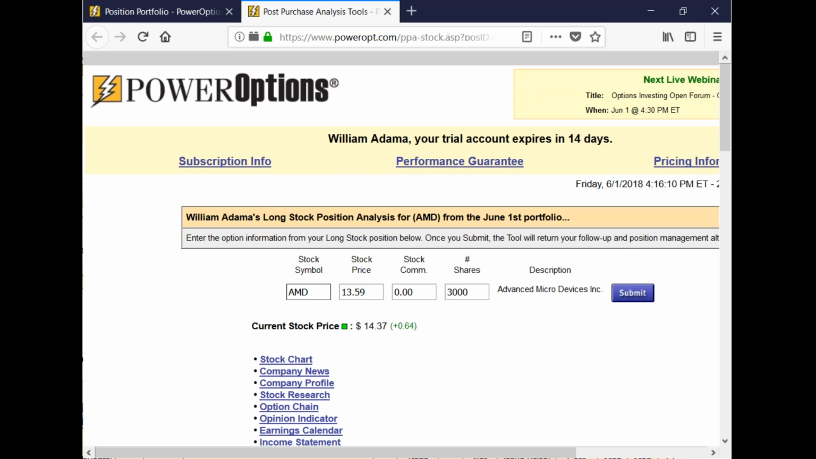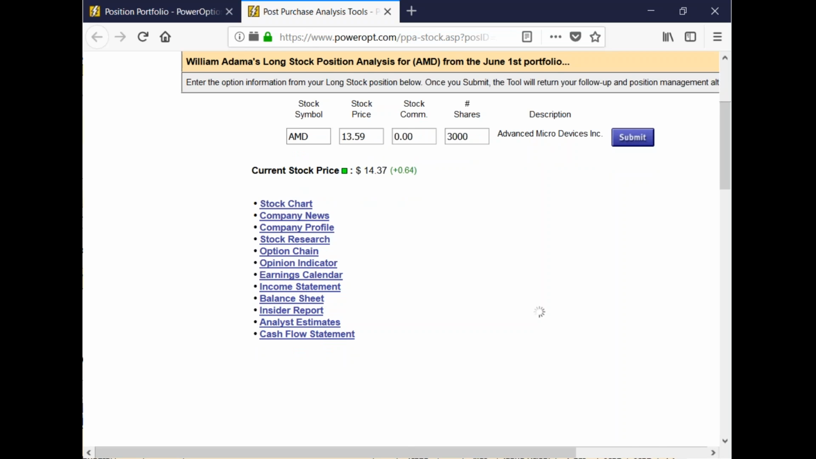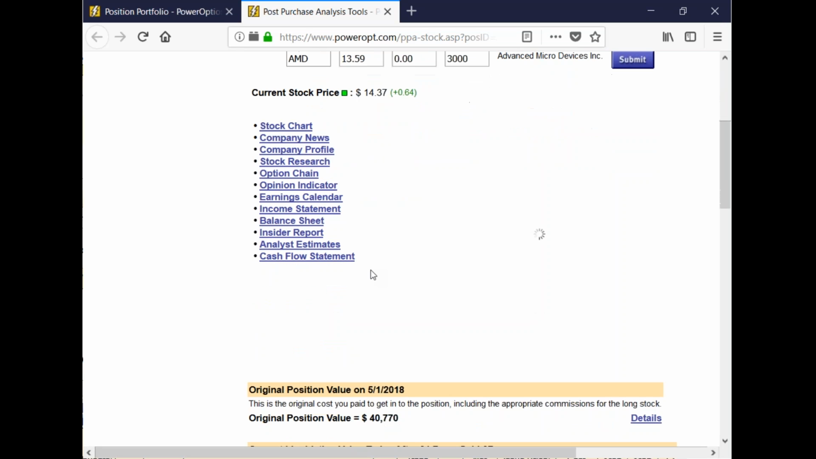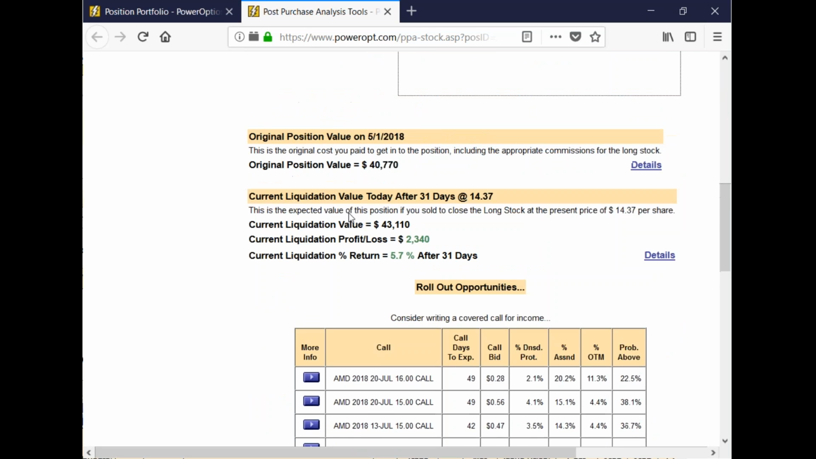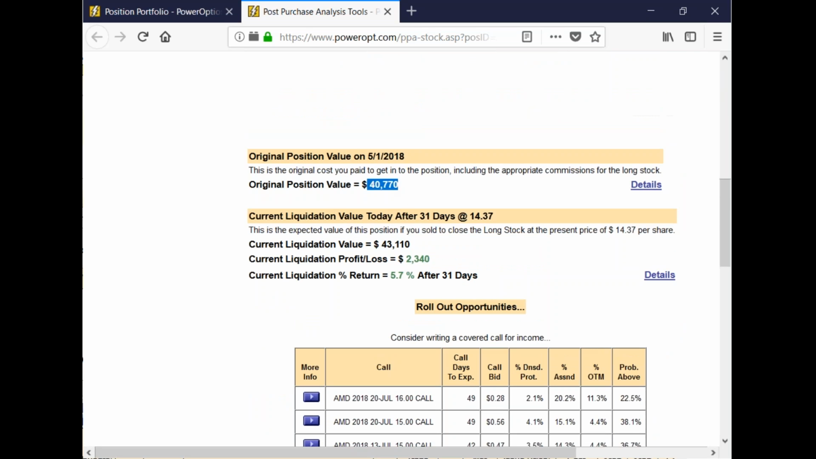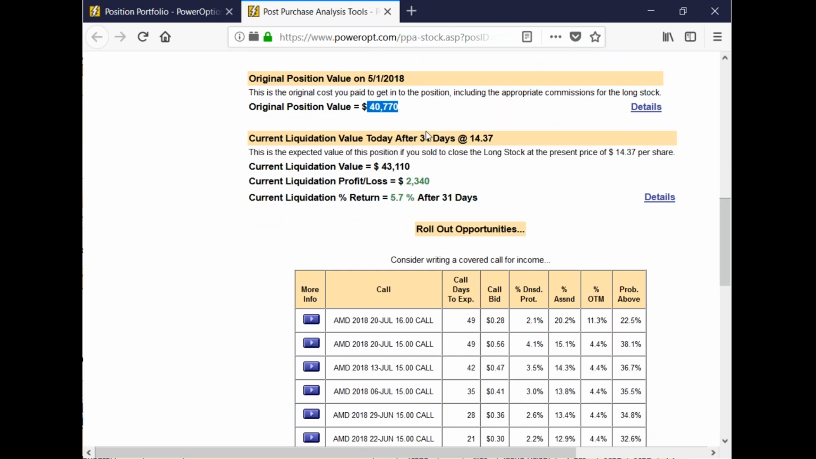This is going to give me a breakdown of my current position, whether it's an options trade or whether it's just a straight stock trade. This is going to do that to me again, isn't it? There we go. Hold on one second. Now, in any case, we know what a long stock chart looks like. So we see the original position value of 40,770, the current liquidation value after 31 days, 1437, of course, for a 5.7% profit. And now we see some rollout opportunities, and this was a suggestion that came in from Sam.